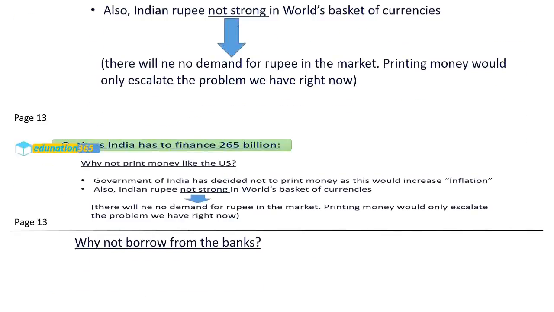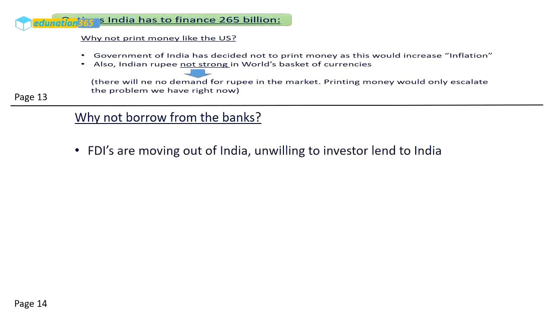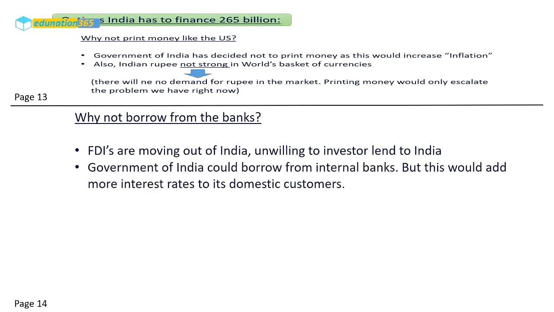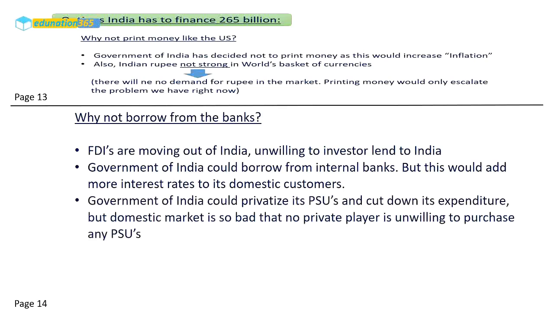Why not borrow money from the banks? Foreign direct investments are moving out of India, unwilling to invest. Government of India could borrow from internal banks, but this would add more interest rates to its domestic customers. So the Government of India might be skeptical to go that route. Government of India could privatize its PSUs and cut down its expenditure. But the domestic market is so bad that no private player is willing to purchase any PSUs, as we saw in Air India and BSNL buyouts.